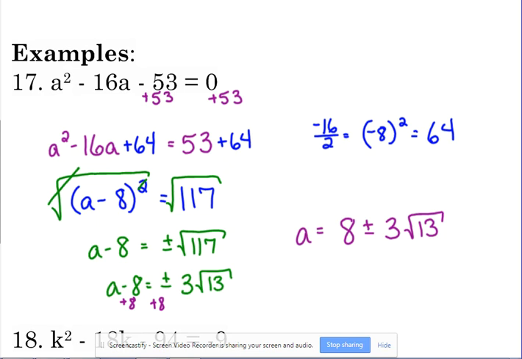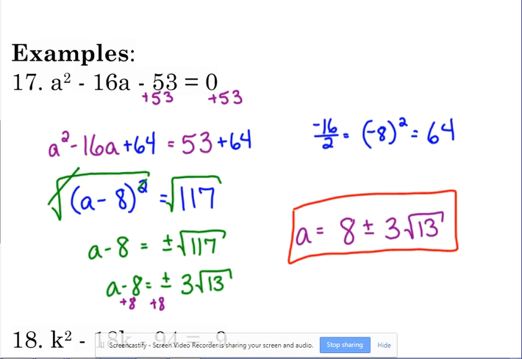Multiplication comes before addition and subtraction. You would have to actually multiply out the 3 times the square root of 13 before you could combine them with the 8 by adding or subtracting. Okay, so these answers are going to look pretty similar to the answers that we got from the quadratic formula. But one of the nice things about completing the square is it takes kind of a step out of the simplifying because you don't have the denominator to worry about there. You're not going to have quite as much simplifying to worry about in the end.